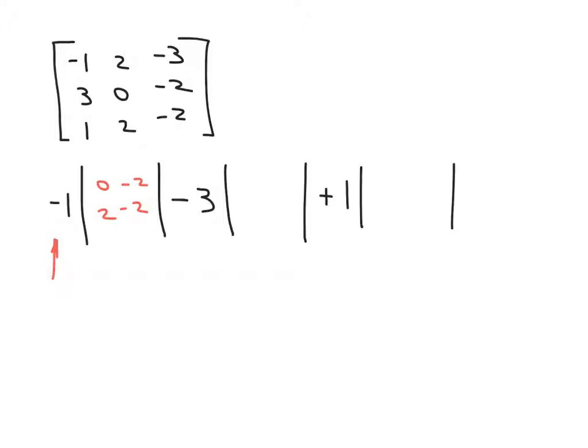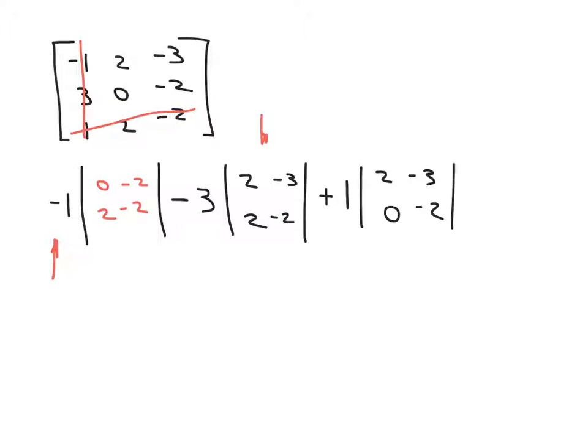Then we look at our 3. Cross out its row, cross out its column. These numbers right here were taken when I crossed out this and crossed out that: 2, -3, 2, -2. Now we're going to look at the 1. I'm going to cross out its row and cross out its column, and I have left 2, -3, 0, -2.